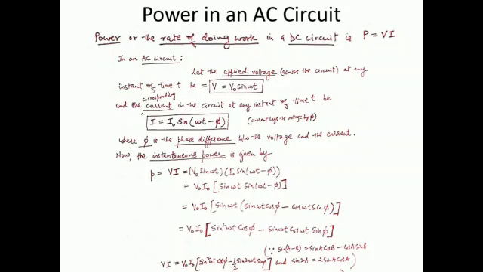Now the instantaneous power in the circuit can be given by the expression P equal to V times I, that is, V naught sine omega t multiplied by I naught sine omega t minus phi. By rearranging this expression using a couple of trigonometric identities, we arrive at the expression VI equal to V naught I naught times sine square omega t cos phi minus half sine twice omega t sine phi.